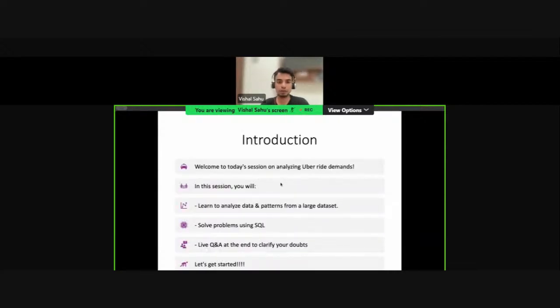Firstly, when you get a large data set, it's very important to understand that data set, what it contains, what columns it has, and what are the ones that you will be using to solve a problem. And then you move on to solve that problem using SQL. And we will also have live Q&A at the end to clarify your doubts.